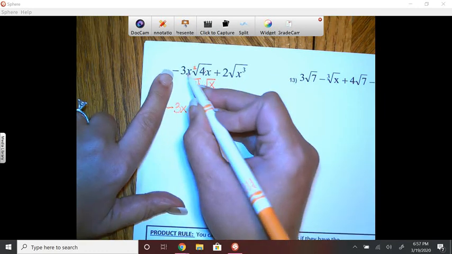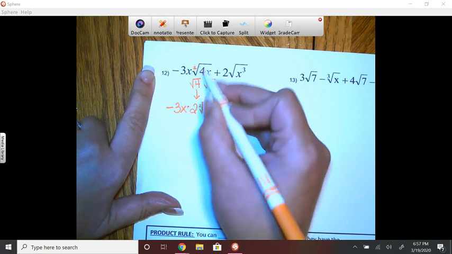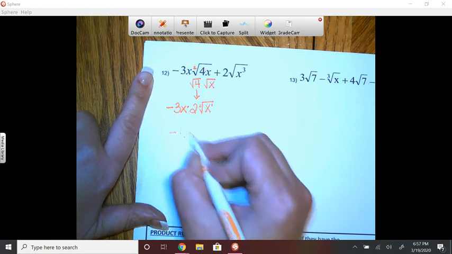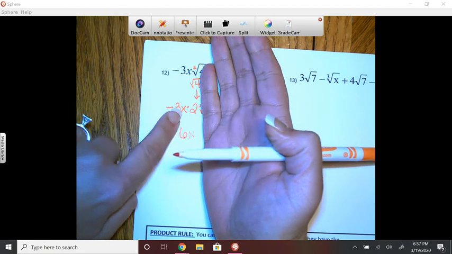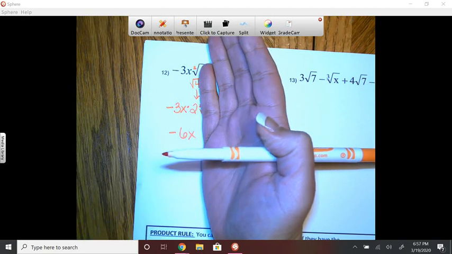And it already had the negative 3x in front, and when we multiply it by 2, because the square root of 4 is just 2, we don't need it in a radical, we would get negative 6x. So again, negative 3x times 2, that's just like how you would do it in regular algebra. Negative 3x times 2 is negative 6x.